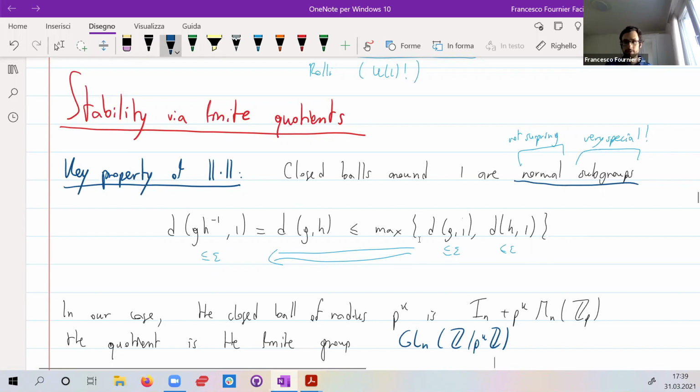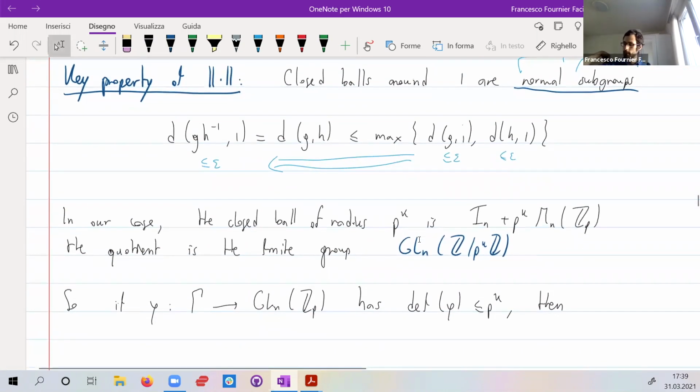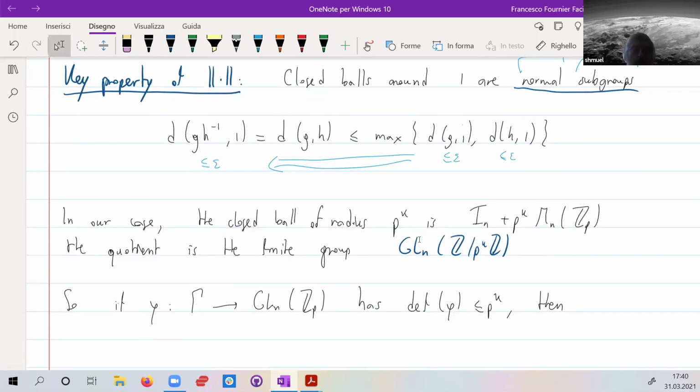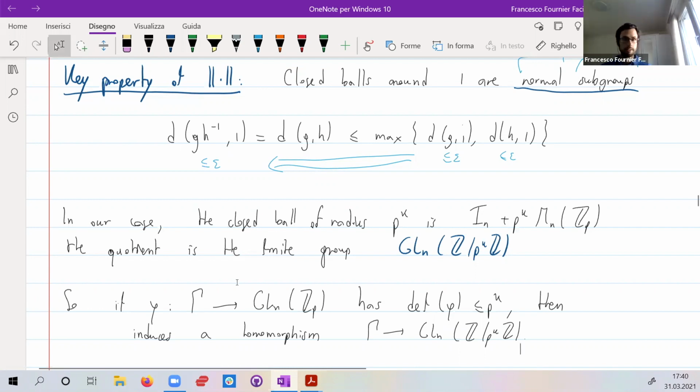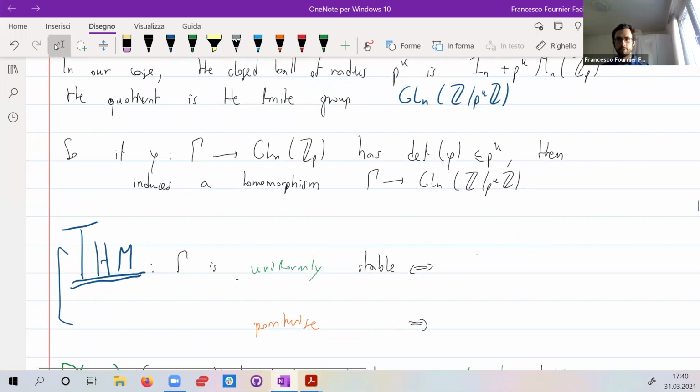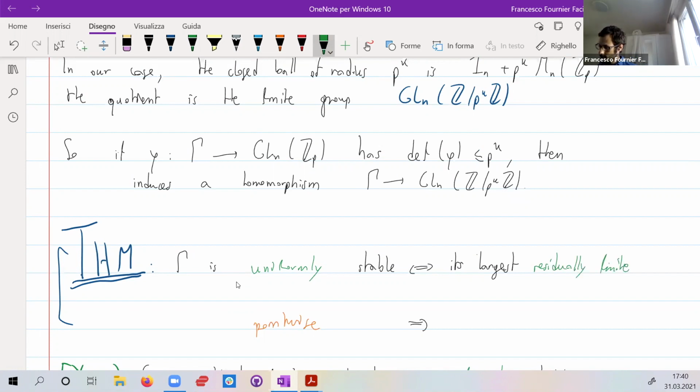And now what can you do with this information? Well, if you start with a map from Gamma to GL_n(Z_p) which has defect at most p^-k, you can just quotient out this defect. This induces a real homomorphism from Gamma to GL_n(Z/p^kZ). So you start with an almost homomorphism, you quotient out the defect, and you get a true homomorphism onto a finite group. And I basically gave you the proof of the following theorem: Gamma is uniformly stable if and only if its largest residually finite quotient is.